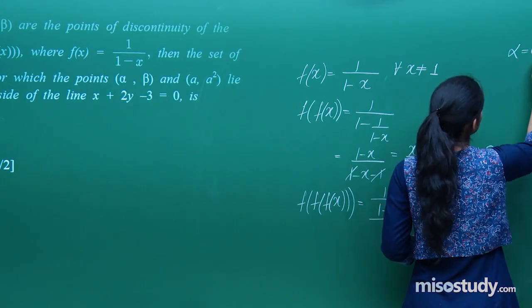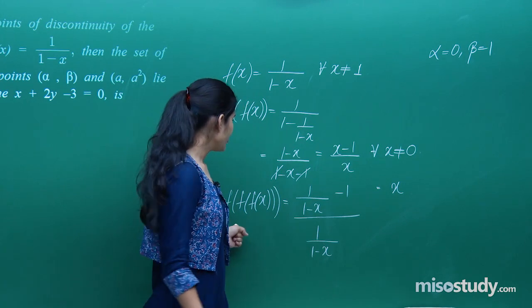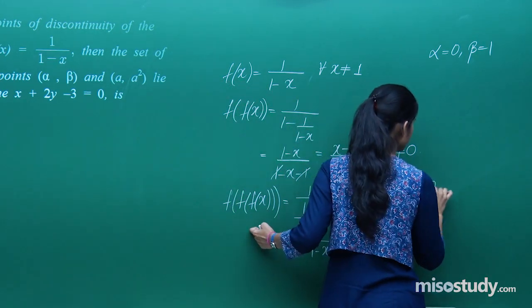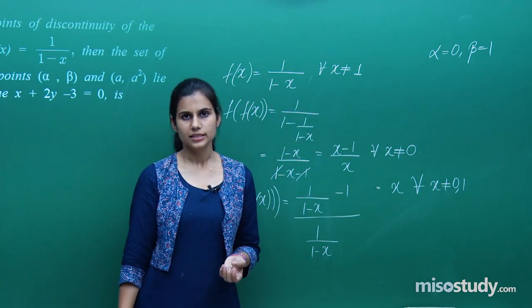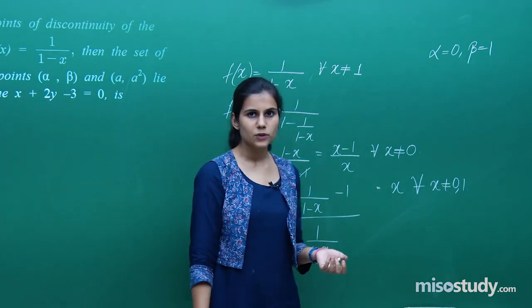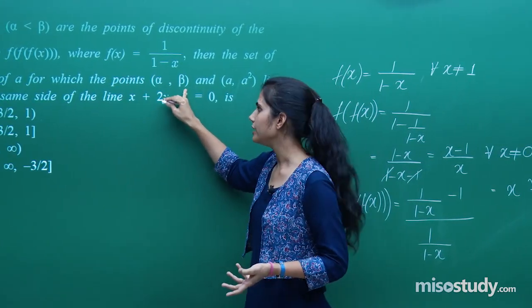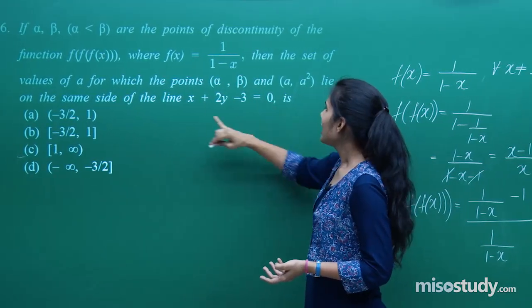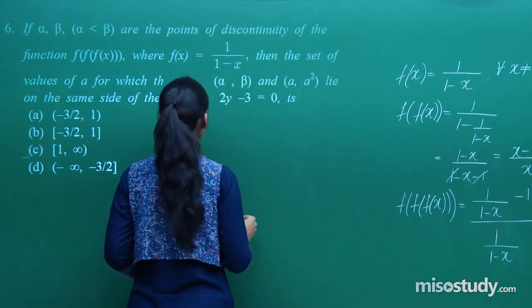I get alpha is 0, beta is 1, right? F of x is x for all x not equal to 0 and 1. For these 2 points this function is discontinuous. Alpha is 0, beta is 1. Now it is saying that alpha comma beta, which I am saying is 0 comma 1, and a comma a square lie on the same side of this line. That means what? 0 comma 1.